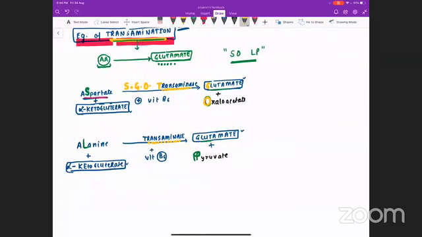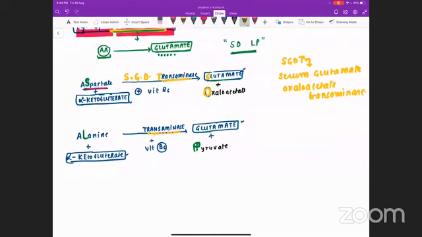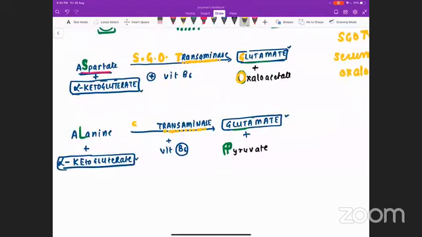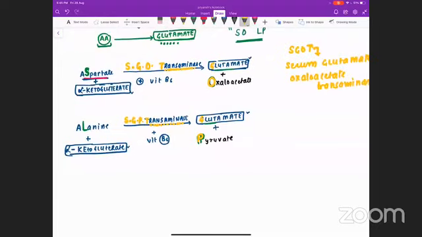So what is the full form of SGOT? SGOT stands for serum glutamate oxaloacetate transaminase. In the same way, the second one: serum, glutamate, P for pyruvate, transaminase, SGPT. Serum glutamate pyruvate transaminase. SGOT, SGPT.